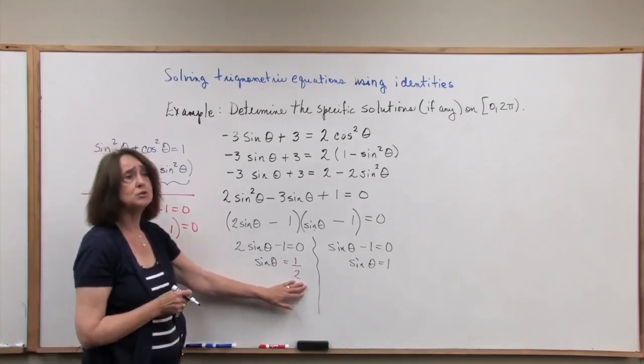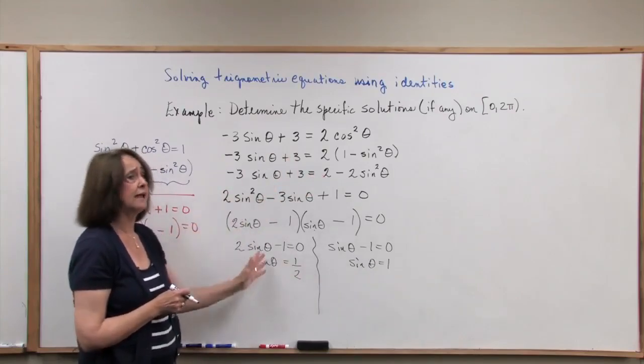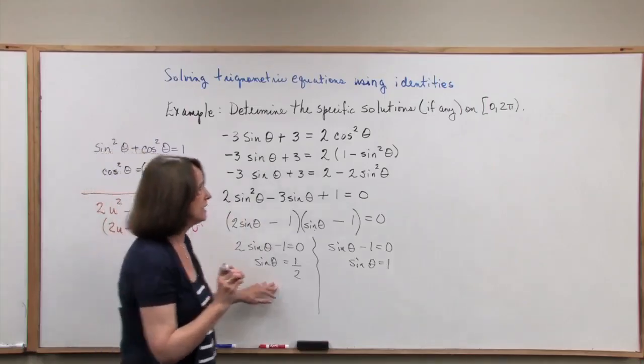Sine theta equals 1/2. We'll come to the side, find the reference angle, and then find the two quadrants in which the sine function is positive.